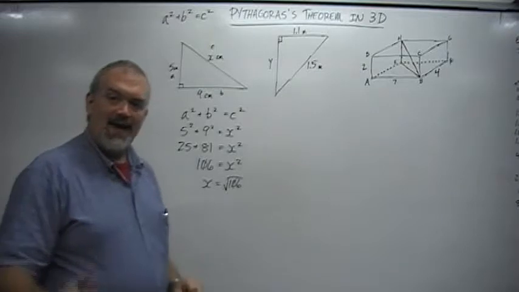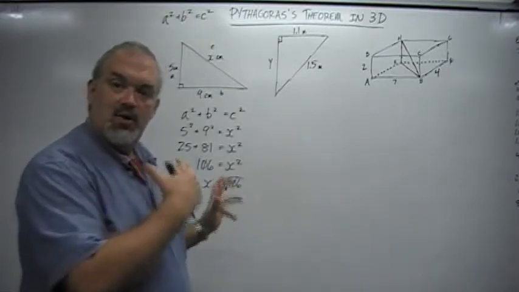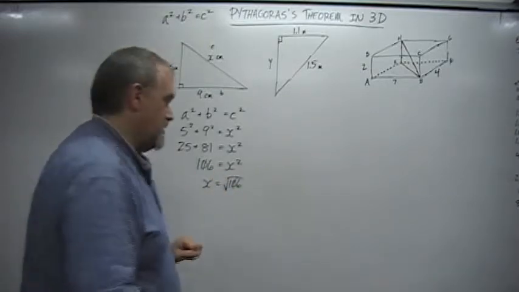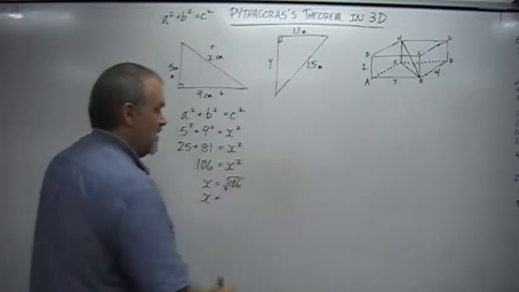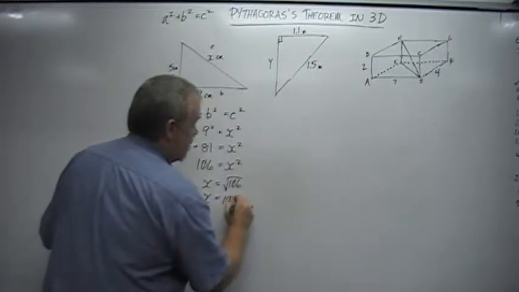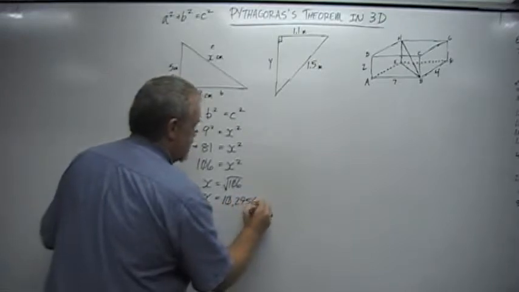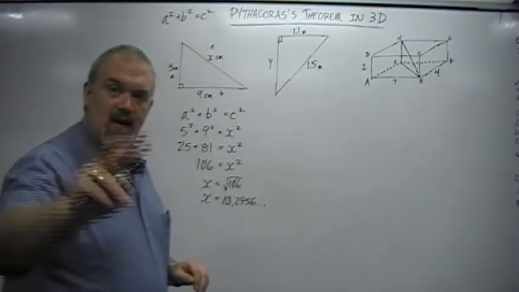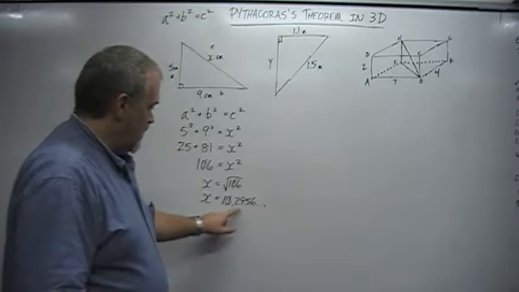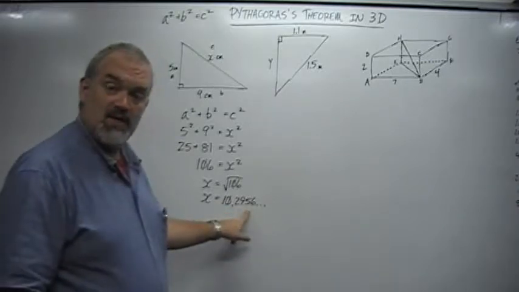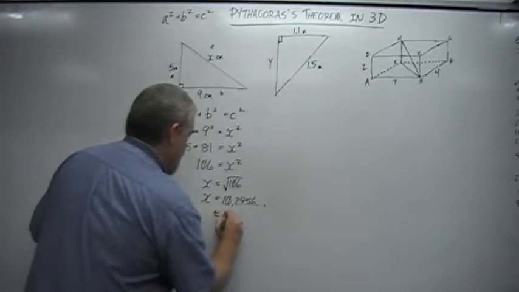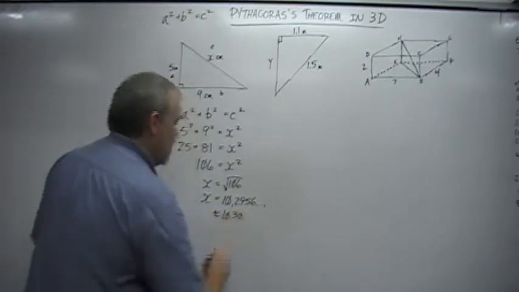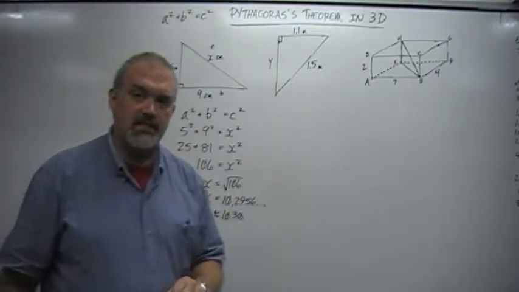But if it's a number like this that isn't a perfect square, then we leave it exactly like that. On the other hand, if it says do it to 2 decimal places, for example, just put that straight in your calculator, and you would get something like 10.2956, and it goes on and on and on. 2 decimal places says 1, 2. I look at the next number, it's a 5, so I round up, which makes this 10.30.